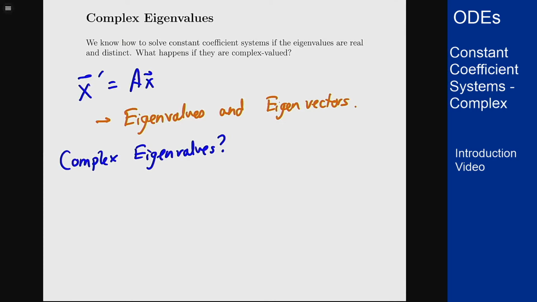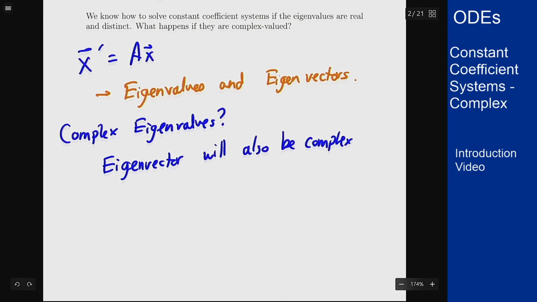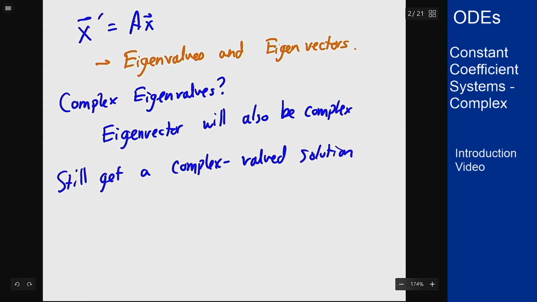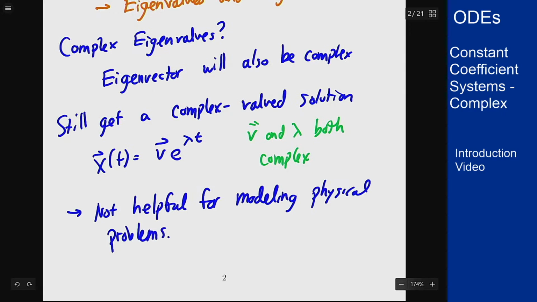What happens then? Well, if we hit a complex eigenvalue, we also know that the corresponding eigenvector will also be complex. But even with that, we do still get a solution of the form x of t is v times e to the lambda t, where now v and lambda are both complex valued. Which is good, but if we're trying to use this to model a physical situation, complex valued solutions are not really helpful. If this is the amount of salt in the tank or population of a species, it being complex doesn't really make any sense.